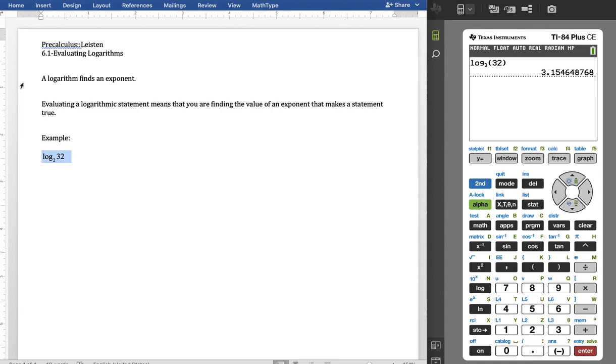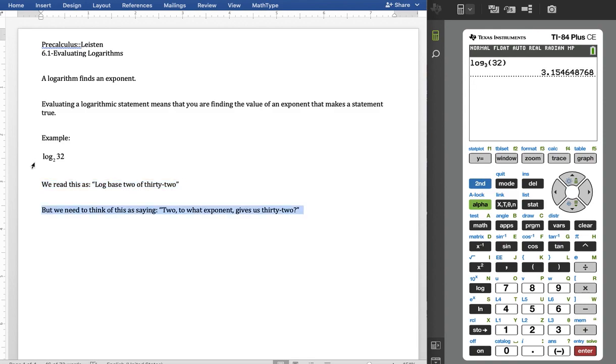So, for example, if we have log base 2 of 32, think about this. There's our base, log base 2 of 32. What that means to us is it's saying 2 to what exponent gives us 32. So a lot of this math, it's all about how we can interpret the symbols, what the symbols mean to us, how they guide our thinking. Anytime we see log, it's saying the base to what exponent gives us the argument, the value inside the logarithm.